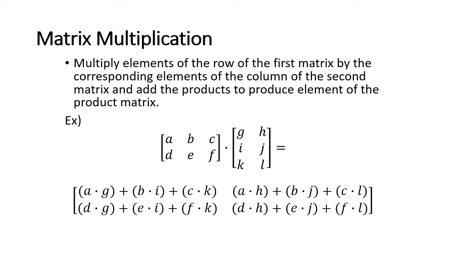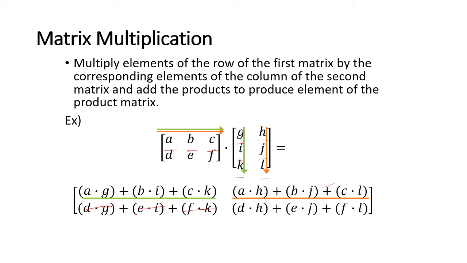But here's kind of just the way that you do it. So you start with the first row and the first column, and you say, okay, it's A times G, and then we're going to add that to B times I, and then we're going to add that to C times K. And that whole sum, because we're in the top row, the left column, is going to go in the product matrix down here, the top row, top column. Okay, and then you would stay at the top row, go to the next column, you say A times H plus B times J plus C times L. That goes in top row, second column.